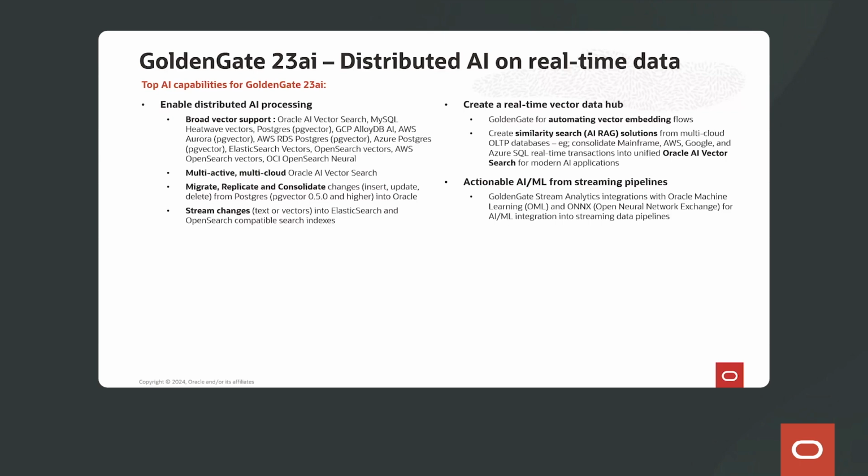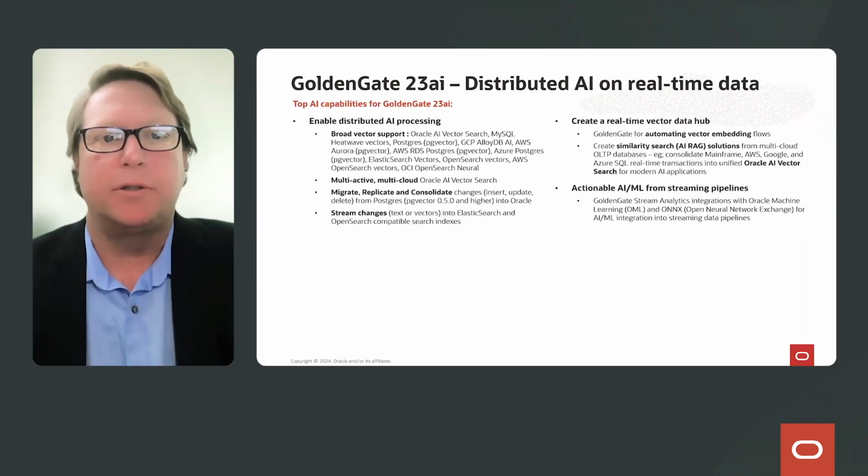This allows for either multi-active N-way replication, multi-cloud replication. We can migrate, replicate, and consolidate the data, as well as stream changes into something like Elasticsearch or OpenSearch compatible search indexes. We can also create real-time event vector hubs, which I'll get into in a couple slides as well, being able to do automatic vector enabling and create similarity search for AI RAG solutions, or even helping large language models stay up to date. And of course, through the streaming analytics, we can do actionable AI or ML directly from GoldenGate Stream Analytics itself. It has integration with Oracle Machine Learning as well as ONNX for all your AI and ML needs.